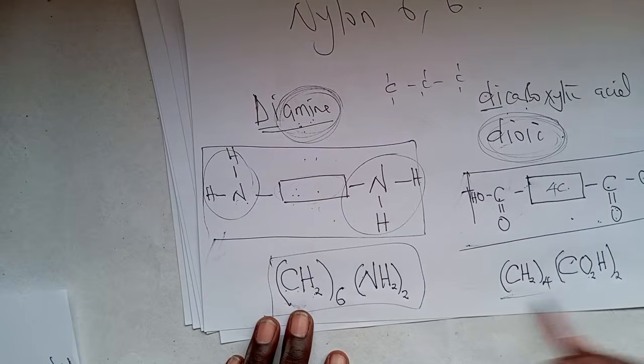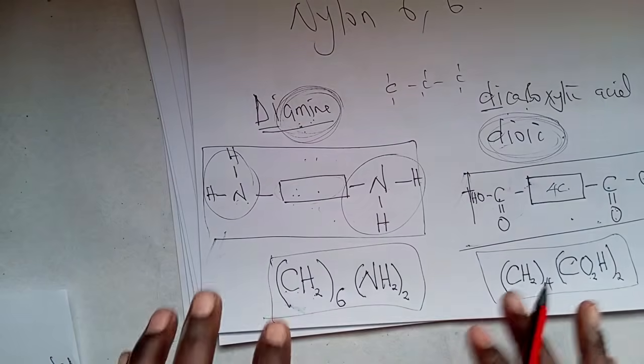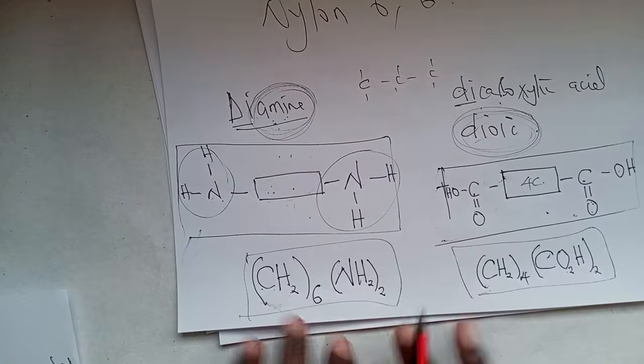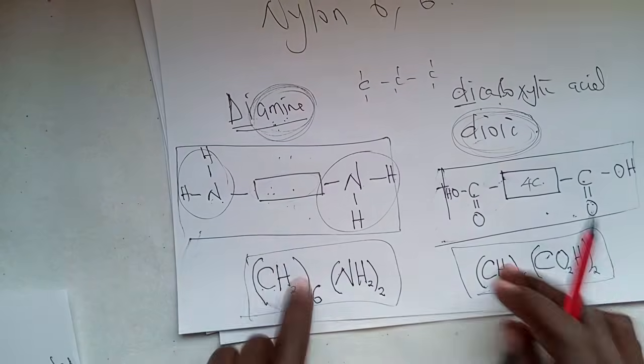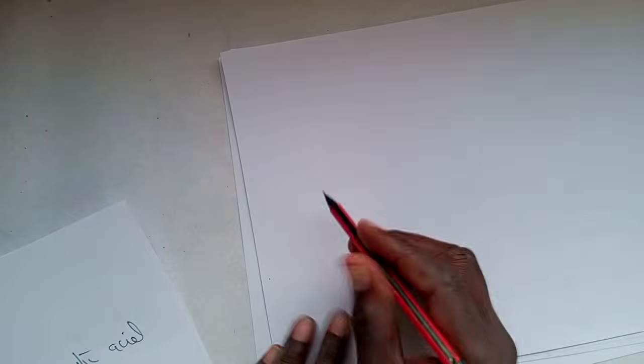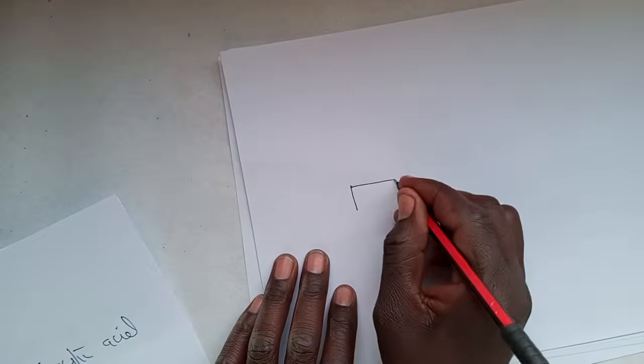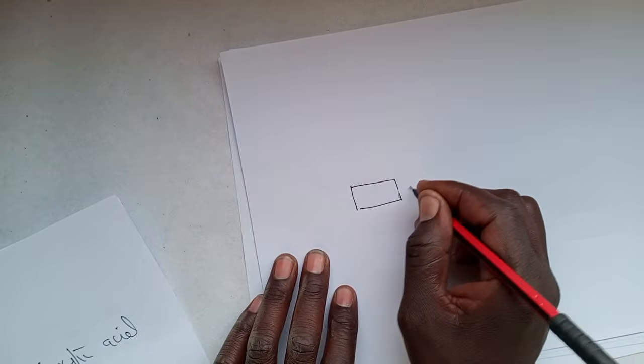This is for dioic, okay? If you are asked to write the chemical formulae of these, this is how you write them. Now the question is, how is the bonding? How does the bonding take place? Well, remember, we had said that this one represents 6 carbon atoms.